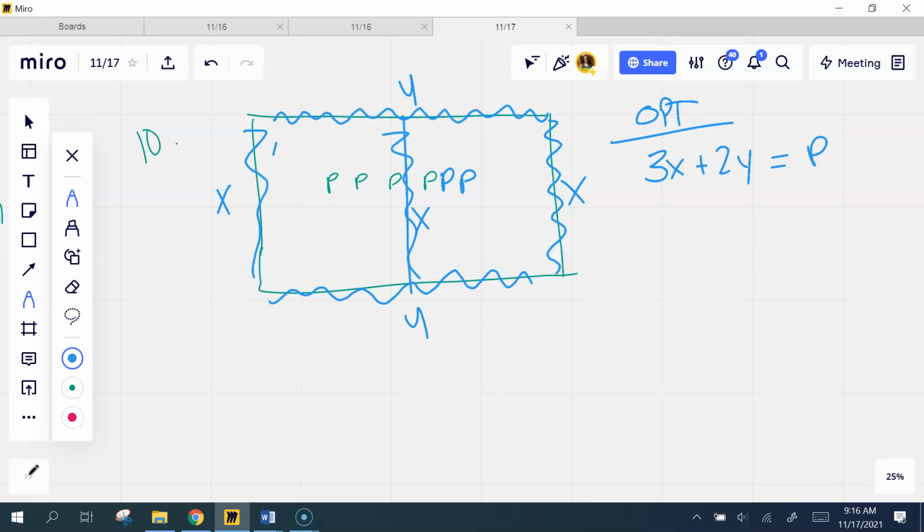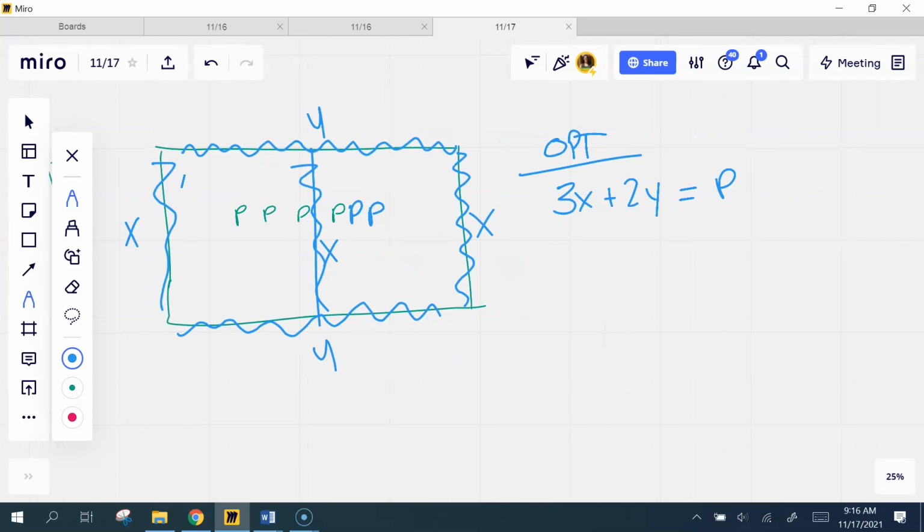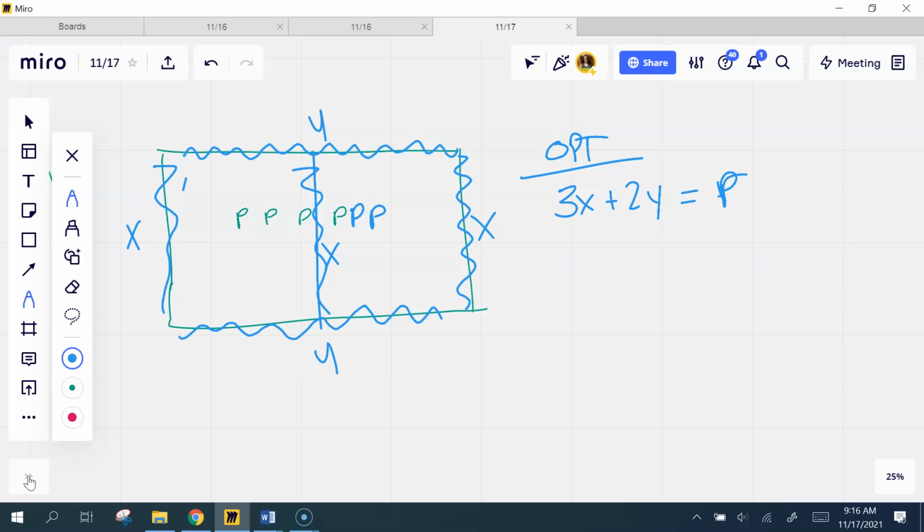That's the inner rectangle. Okay, so I shouldn't call this perimeter, I should call this fence. Because that's the amount of fence I need, right? And that's what I'm trying to minimize. I want all this to happen, but I want the least amount of fence possible.